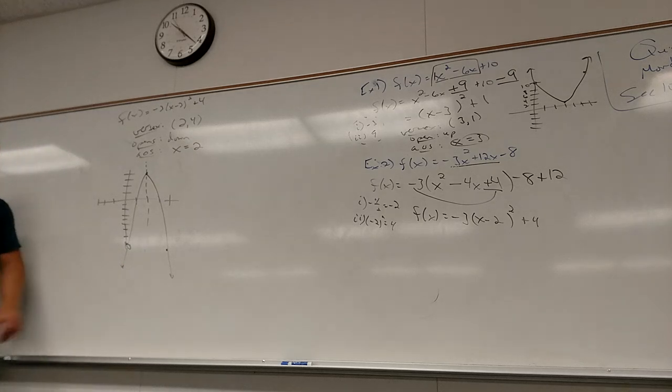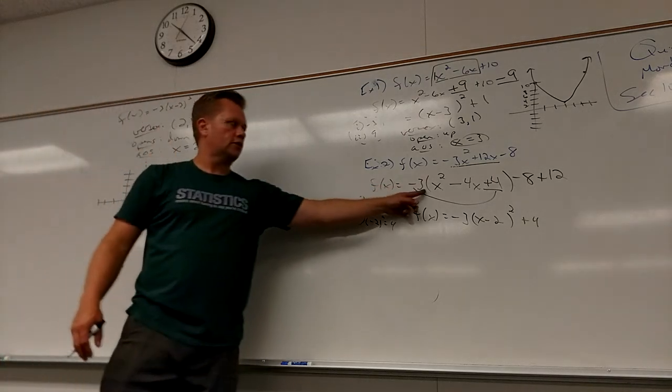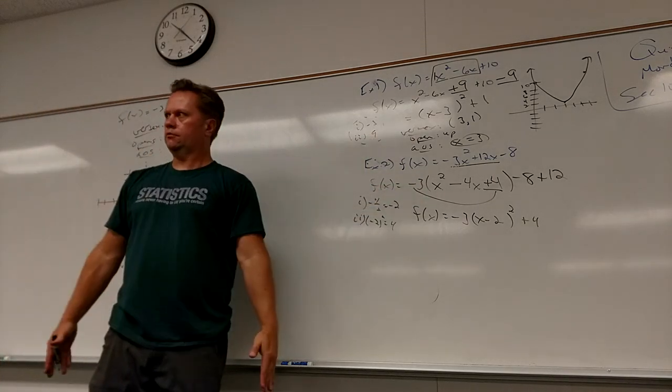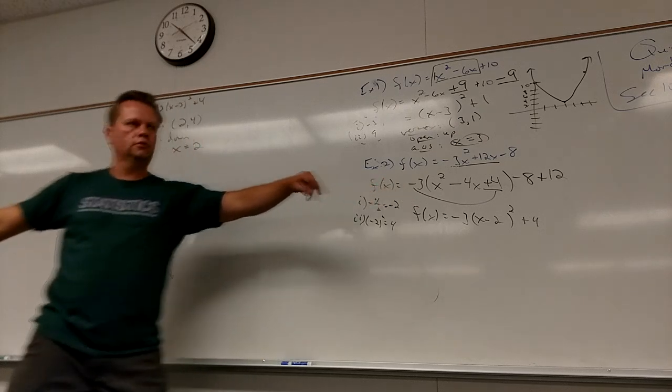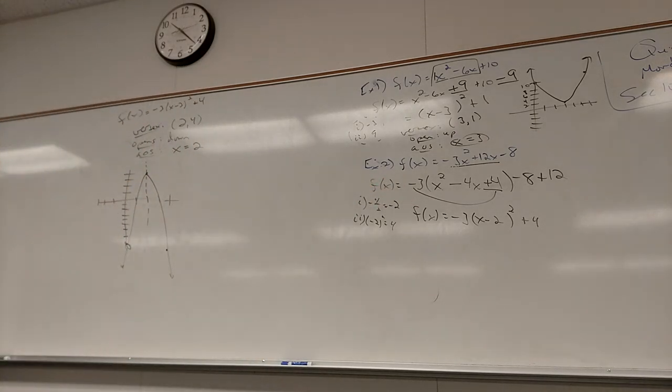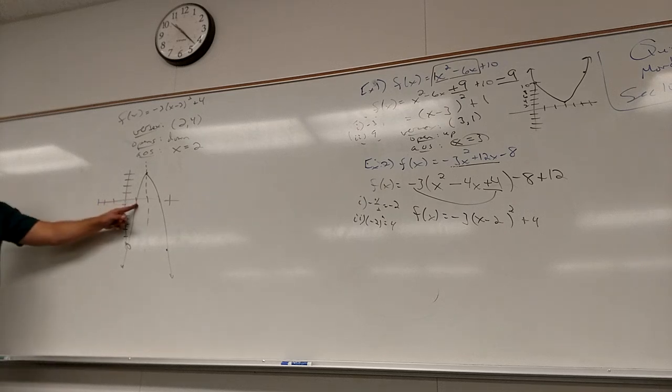Why is it kind of skinny? Because it's got a 3 out there, right? It's going to make it go down fast. If it was negative 1/3, it would have been wider. Coolness. So the x-intercepts are 1 and 3, it looks like from what I did here.